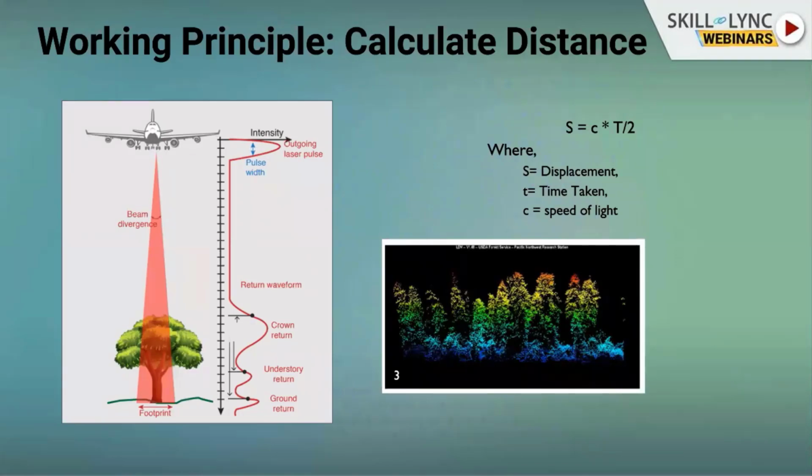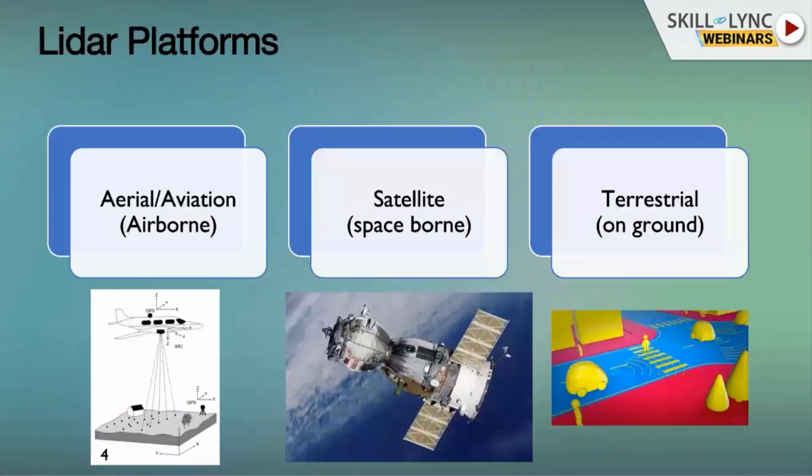So in the LiDAR, the processing unit calculates the distance by this formula, c multiplied by t by 2, where t is the time taken by the LiDAR from the emitter to reaching the ground. So this is a very simple formula they use.